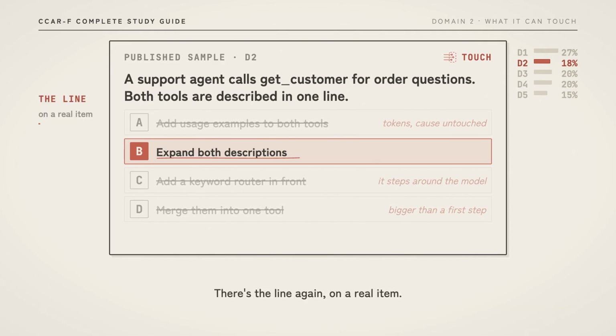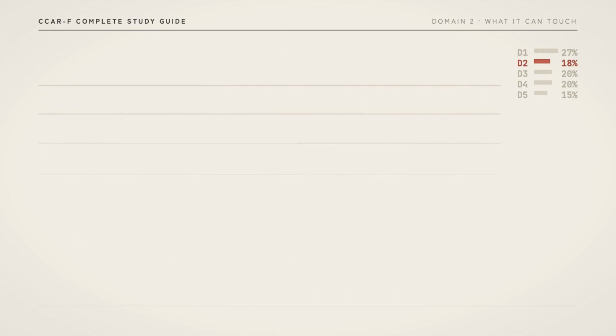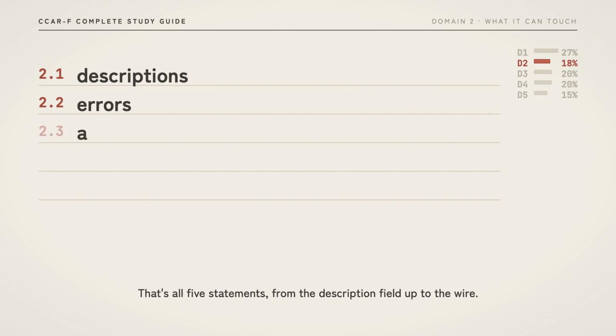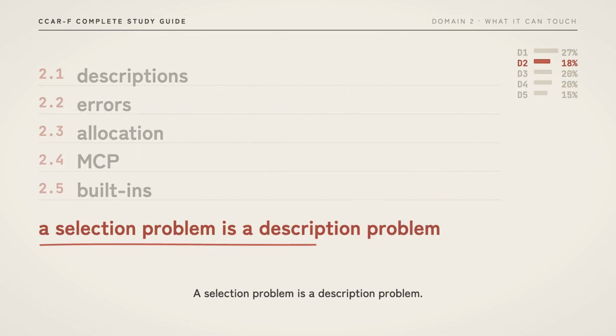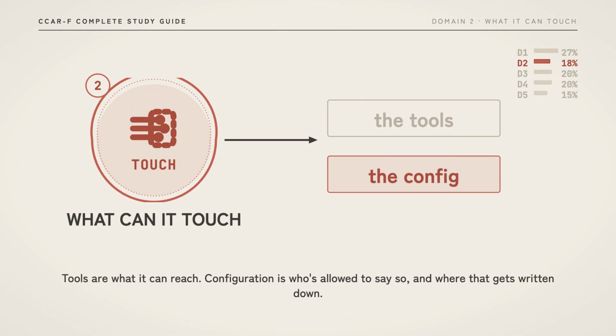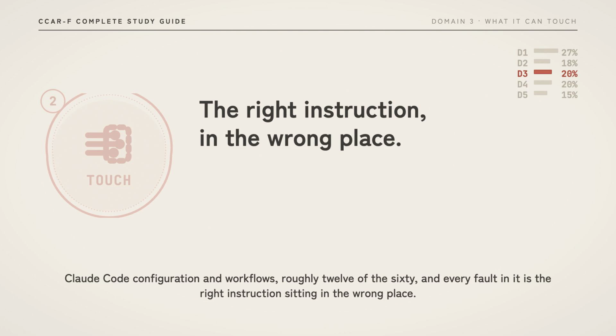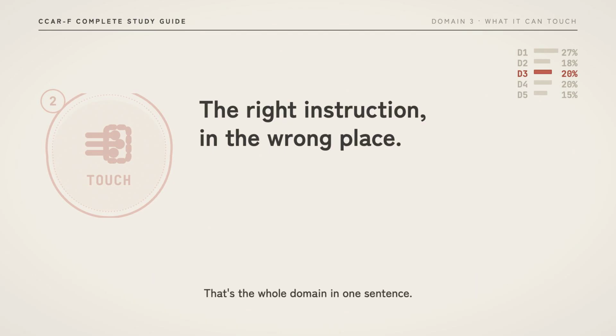There's the line again on a real item. A selection problem is a description problem. That's all 5 statements from the description field up to the wire. A selection problem is a description problem. Tools are what it can reach. Configuration is who's allowed to say so and where that gets written down. Claude Code Configuration and Workflows, roughly 12 of the 60, and every fault in it is the right instruction sitting in the wrong place. That's the whole domain in one sentence.